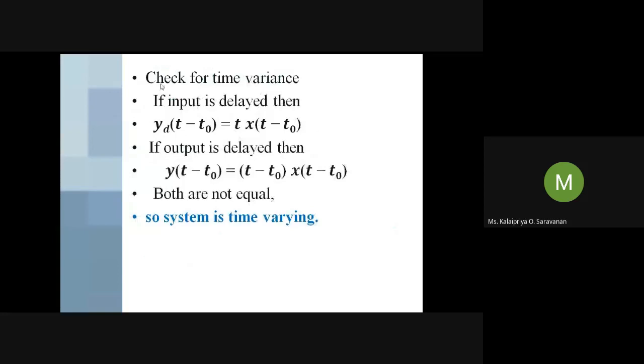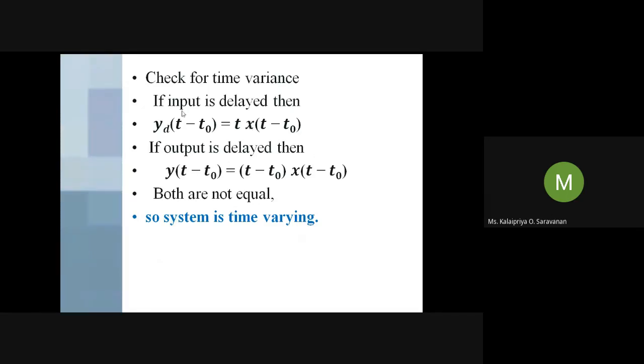Second thing, we will check for the time invariance property. To check for time invariance, you will have to make sure you are analyzing the LHS and RHS. First thing is you will have to delay the given input. Second thing, you will have to observe what will be the output for the delayed input. First, obtain the delayed input signal. Second, if you apply the delayed input signal, what will be the observed output? Definitely it will be delayed. So that delayed output, you will have to get.